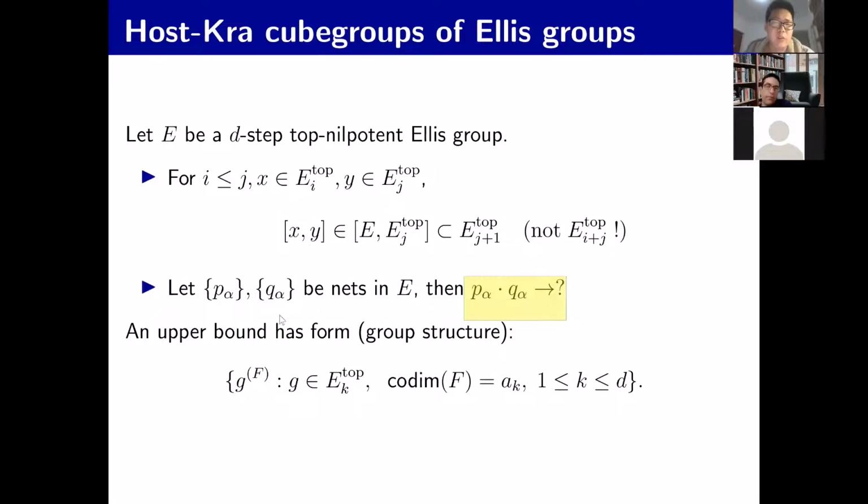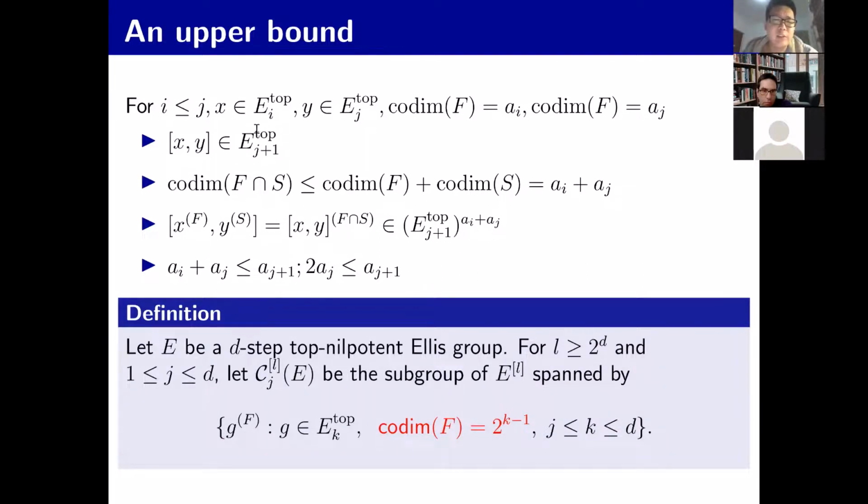For the first difficulty, here I give an upper bound of this form. As we see, the commutator of x and y belongs to E j plus 1, and the codimension of the intersection of F and S is not more than a i plus a j. So we can get this. So here is a condition that a i plus a j is not more than a j plus 1.